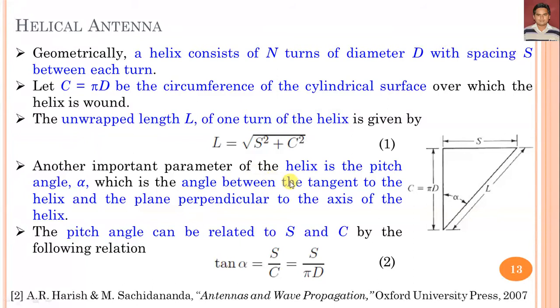Another important parameter of the helix is the pitch angle. Here you can see it is called the pitch angle and it is denoted by alpha. It is the angle between the tangent of a helix and the plane perpendicular to the axis of the helix. This pitch angle can be calculated by using S and C parameters: tan alpha equals S by C, which is equal to S upon pi d, and this we have represented in expression 2.